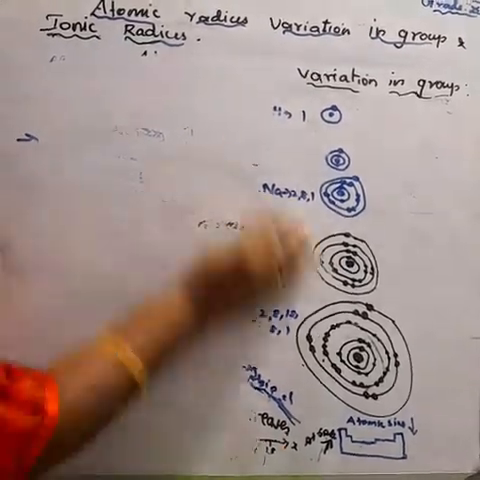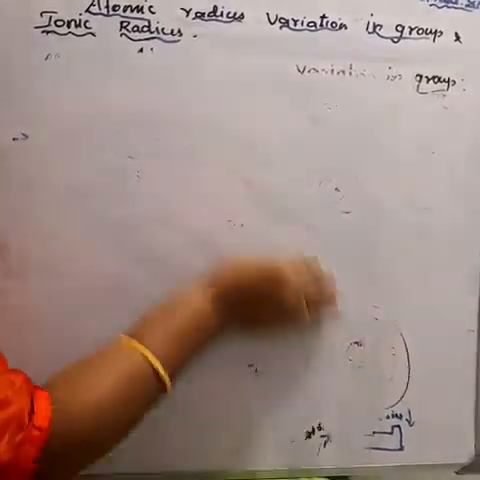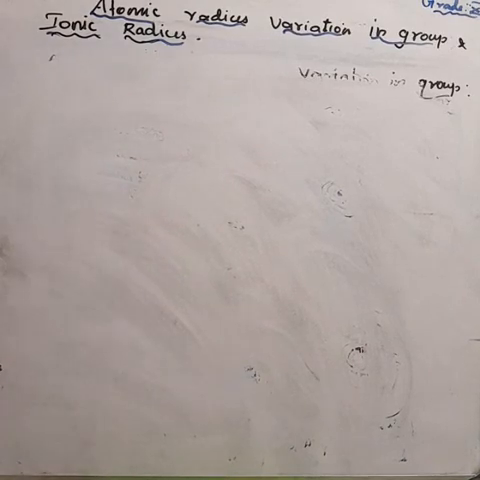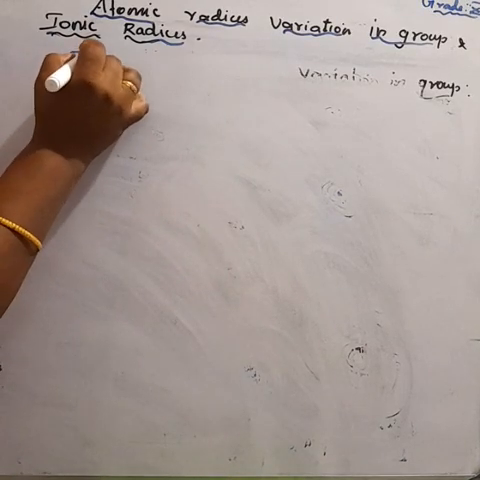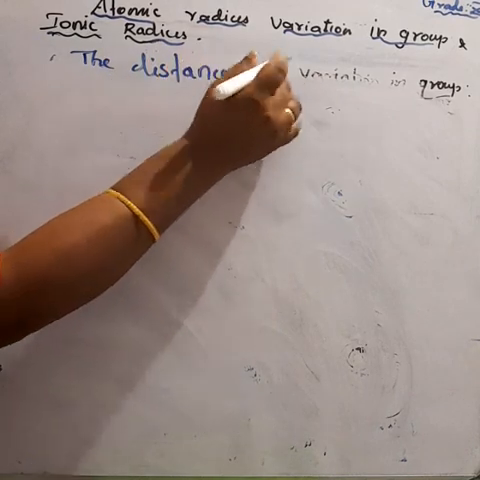What do you mean by ionic radius? Ionic radius is defined as the distance from the center of the nucleus of the ion up to the outermost electron cloud.